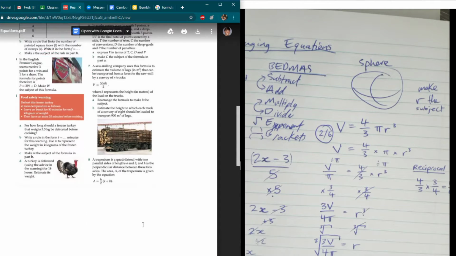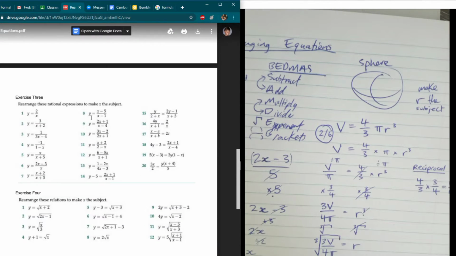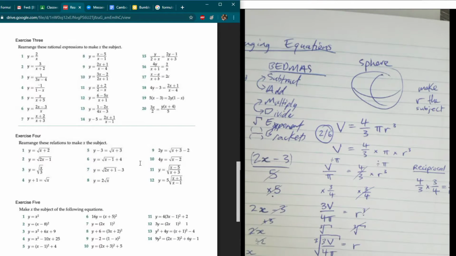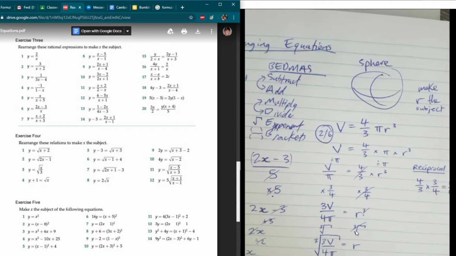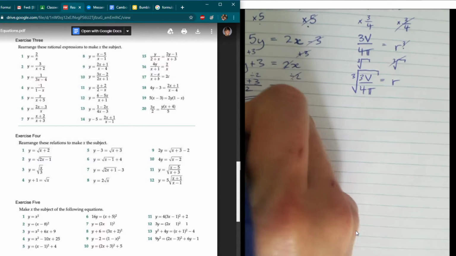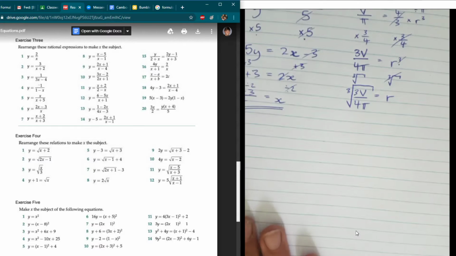So let's have a look at exercise 3. These are rational expressions. Rational expressions just mean we're dealing with fractions. So the example I've got for exercise 3. Oh, I need to make sure my camera's actually capturing that.